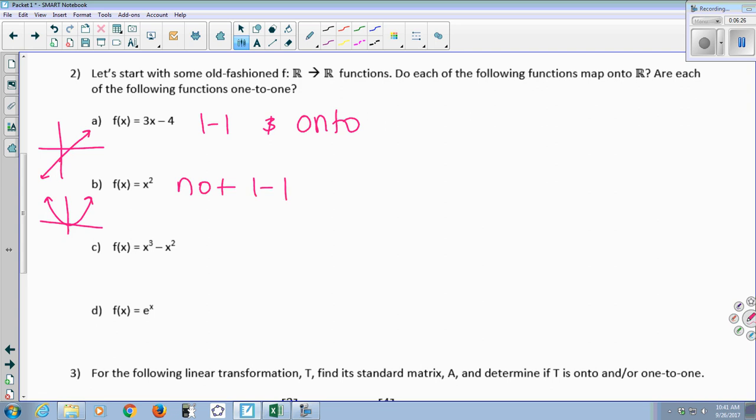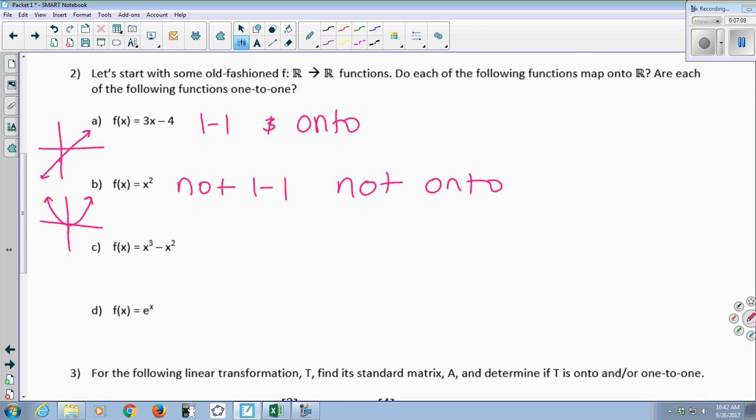Okay. And is it onto? You can't produce negative y values. So you can't get negative outputs from this function, and you can't produce all the real numbers as outputs of that function. So it's also not onto, because the range of this function is only 0 to infinity, whereas its codomain is all real numbers. Its range does not equal its codomain, so it's not onto.